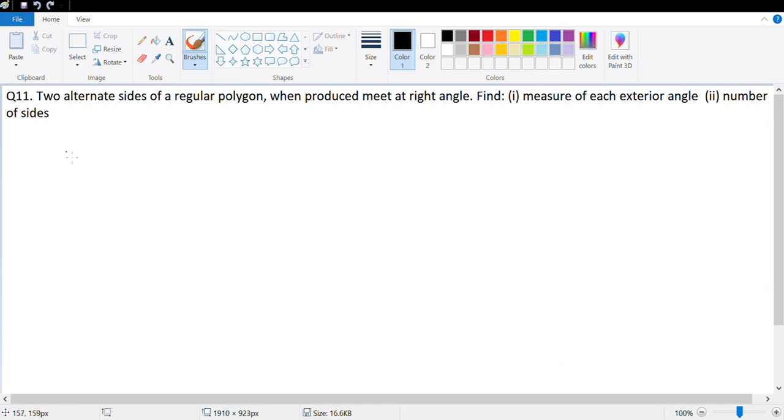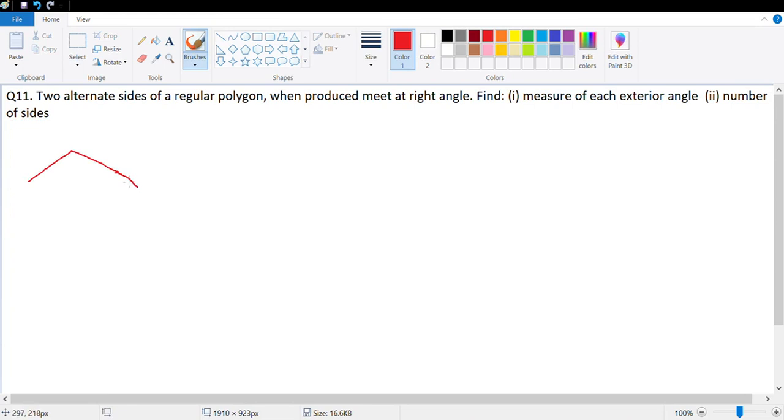Question is question number 11. It says two alternate sides of a regular polygon when produced meet at a right angle. Okay, measure of each exterior angle and number of sides. Let's just draw a rough diagram. So this is two alternate sides of a regular polygon. Let me just redraw this, make it slightly more clear. Perfect. So this is a regular polygon that I have.